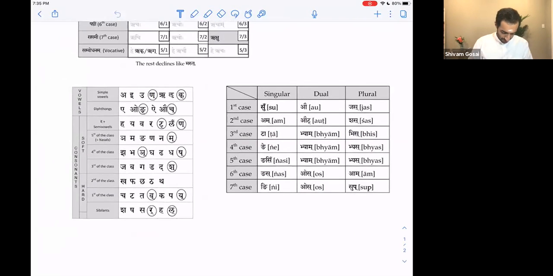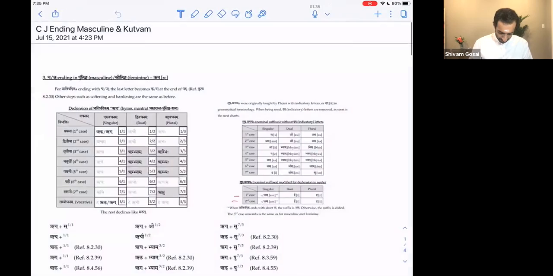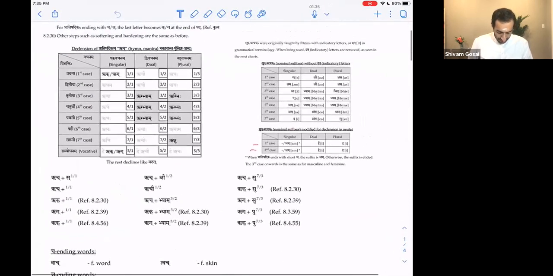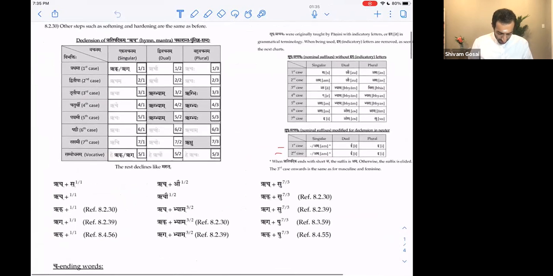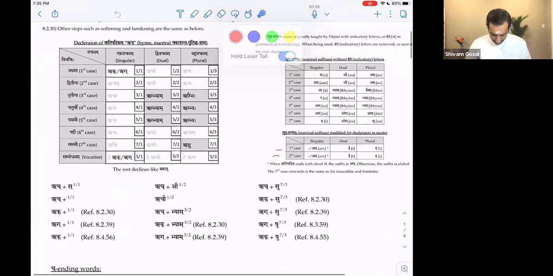Okay, so let's just recall what we were seeing in the last class, right? The 1-1 is a bit funny. We can look at that today, how it's formed, but you either get these two forms of Rik or Rig. So you get both of those there.